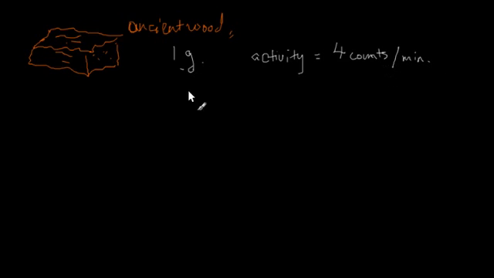Now 4 counts per minute means that that's the radioactive particles detected by measuring the radioactivity, measuring the radioactive particles emitted with an instrument, say a Geiger-Müller counter. And suppose that it is measured that the overall activity, the total number of particles emitted by this piece of wood, is 4 per minute.